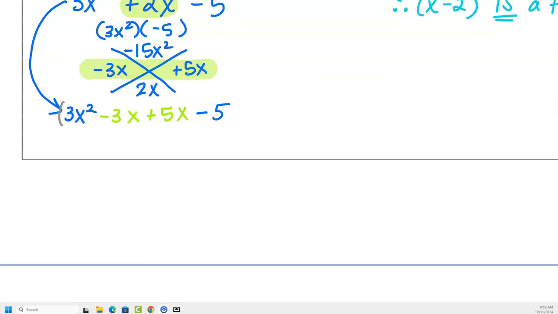Okay, I can group, so I will. I'm going to group the first two, second two. What's the GCF of the first group? It is 3x, and we're left with x minus 1. Second one, I can take out a 5, and I'm also left with x minus 1. Are we all together?